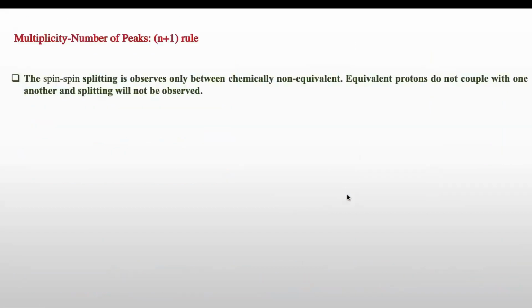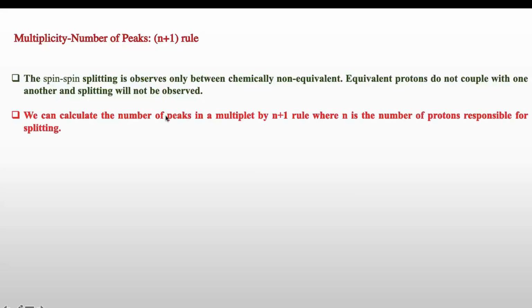So now the spin-spin splitting is observed only between chemically non-equivalent protons. Equivalent protons do not couple with each other and splitting will not be observed. So we can calculate the number of peaks in a multiplet by the n+1 rule, where n is the number of protons responsible for splitting, or the number of chemically equivalent protons.